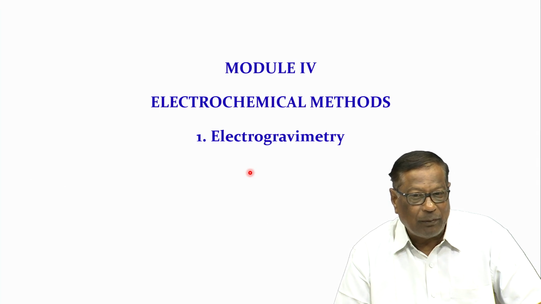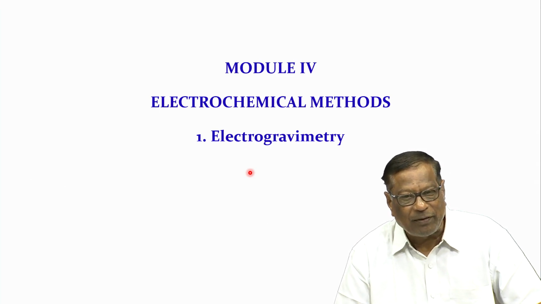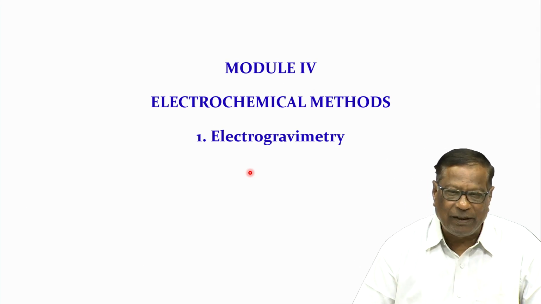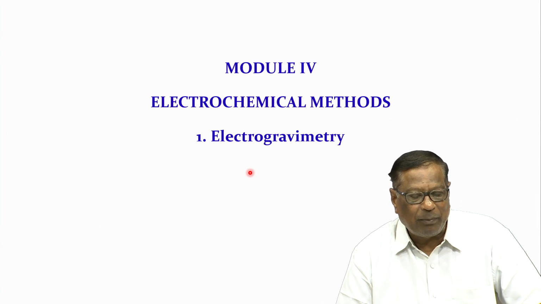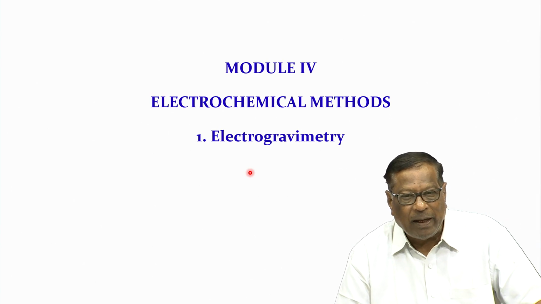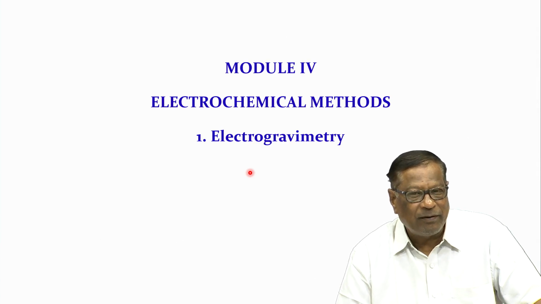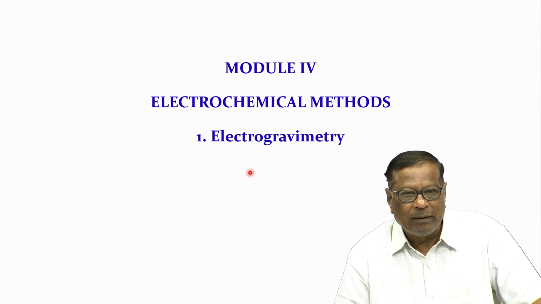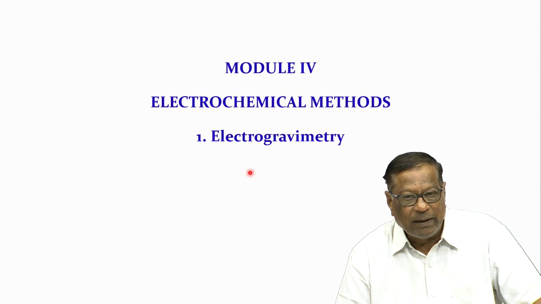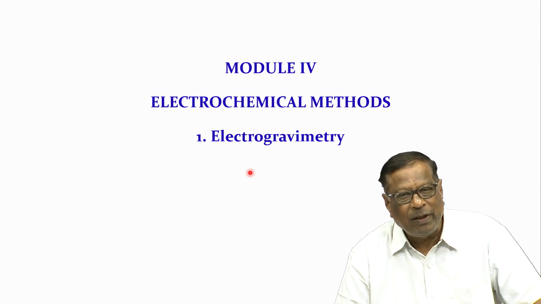In electrogravimetry, what we are going to do is carry out the same reaction, but we are going to remove the analyte, that is the metal ion of interest, from the solution by applying electric impulse, and the metal ions will be reduced to metals. Such reactions take place at the cathode, and once it is reduced, it sticks to the cathode.